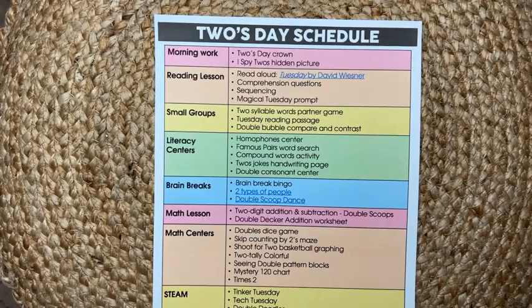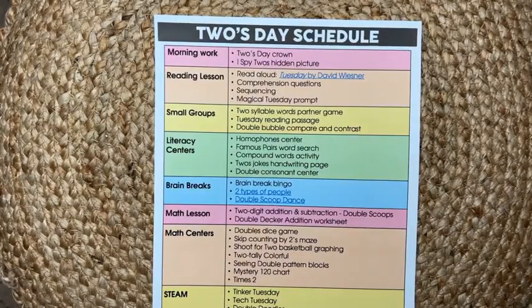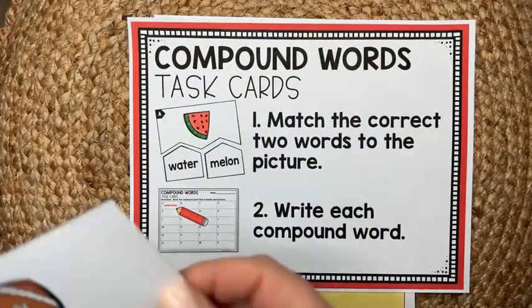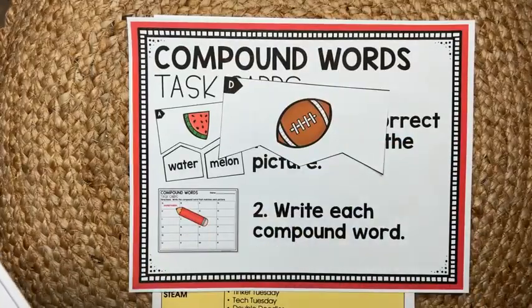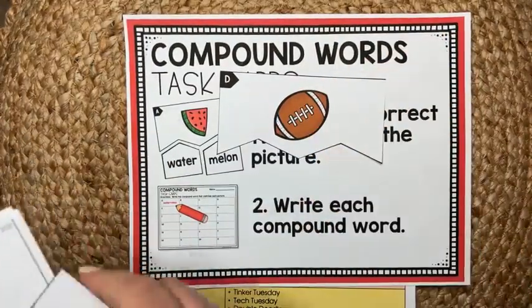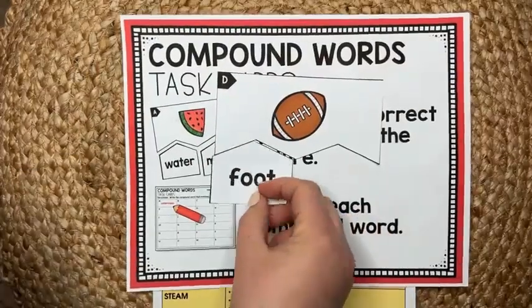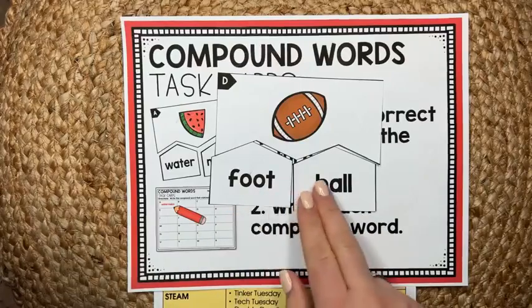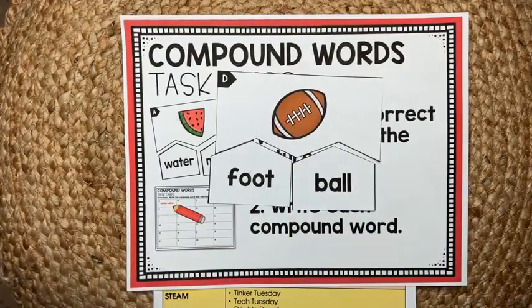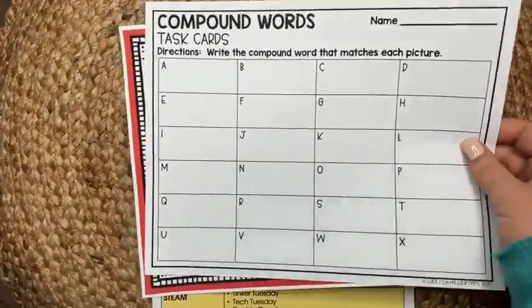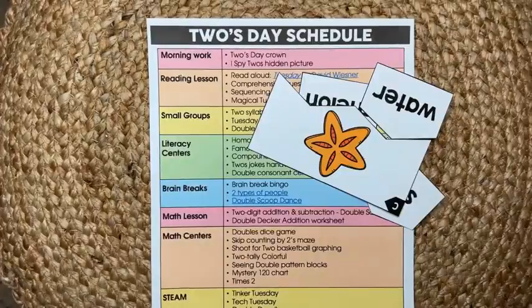Another idea was this compound word activity where you have, for example, football. I wish I could show you this a little better. Then what the kids do is put the 2 words that go together to make the compound word, and then put it on the recording sheet, which looks something like this. So that one's kind of fun to go with the number 2.